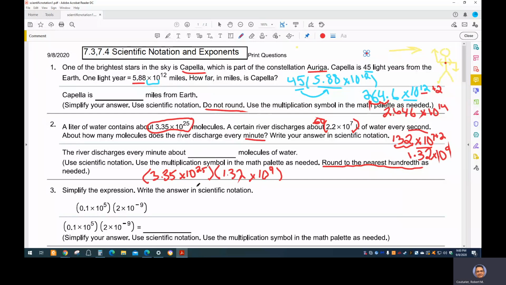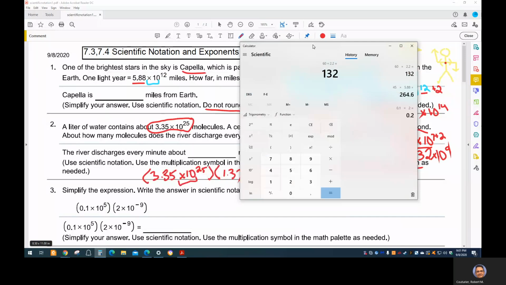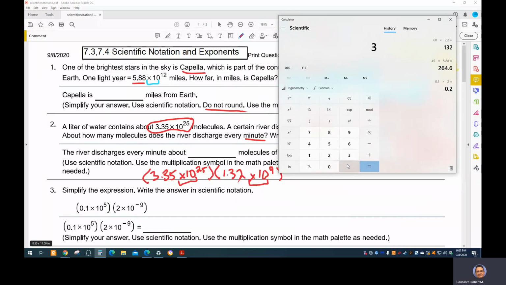All right. So now, let's remember, this is the base. When we had to multiply exponents together, the coefficients, we just multiply. So these are our coefficients, 3.35 and 1.32. Multiply your coefficients together. The base will stay the same, and we add the exponents. So here we go. We have to multiply 3.35 times 1.32 equals 4.422. But remember, what did our direction say?